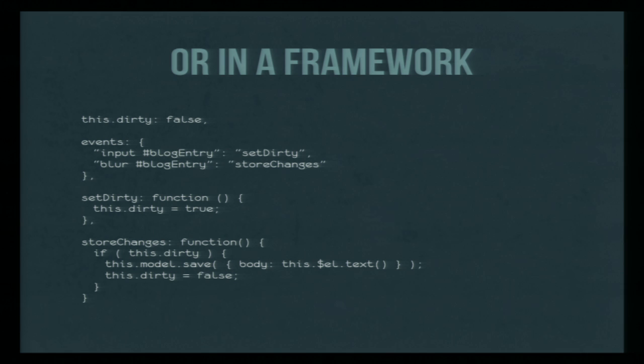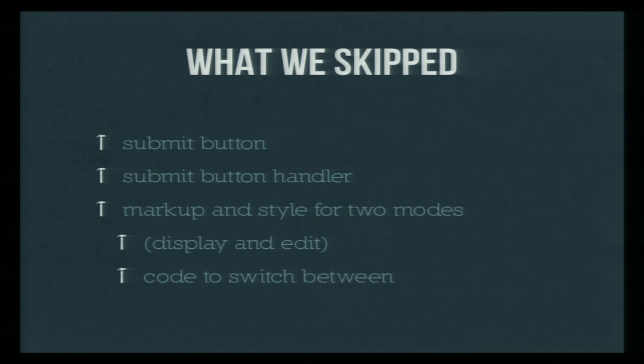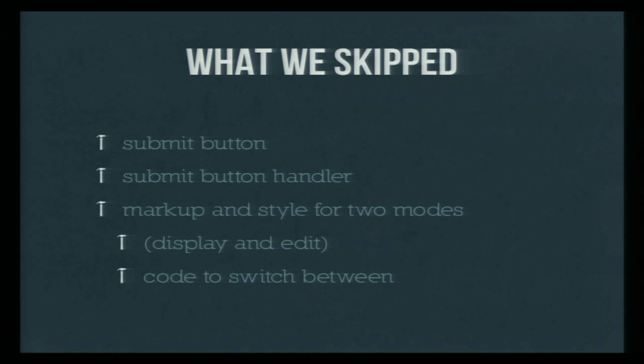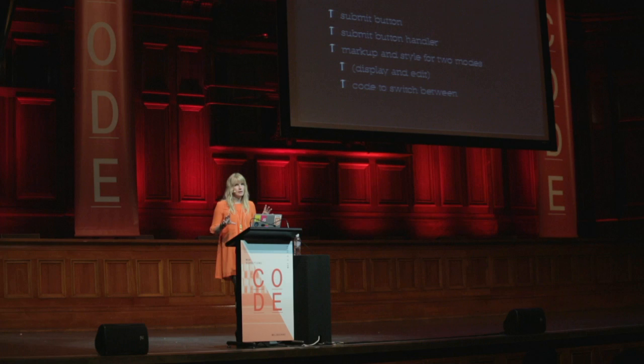And you can do the same thing with a framework, similarly. You're wiring up your events. You're tracking whether something has been edited, et cetera. And if you think about this amount of code, obviously a contrived example, you probably would want a little more in your blogging application than that. But just in terms of how the main body text of your blog post is getting managed, we skipped a ton of stuff.